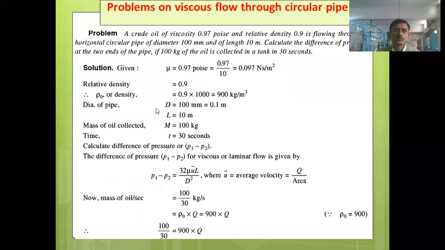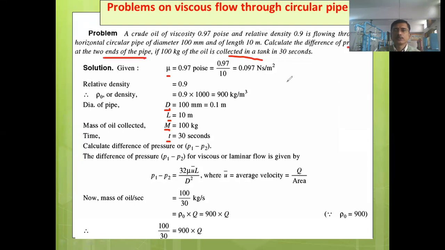Yes, we were discussing this problem, and we have written the given things. All of you have written the given things here: viscosity, diameter of the pipe, length of the pipe, mass of the fluid oil, and time required for collecting this oil. Now, what is asked here? Calculate the difference of pressure at the two ends of the pipe.